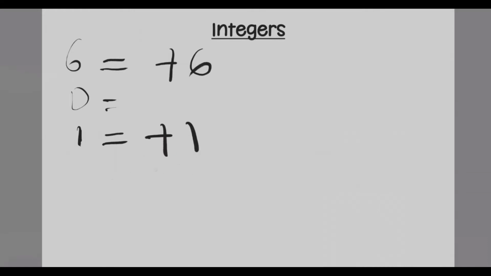Even though we write 6 like this, in reality it's actually plus 6, but we don't usually put a sign there. 0 is neither positive nor negative, it's just 0. But 1 is positive, which is plus 1, and plus 1 is greater than minus 1. So those are the things you need to remember when it comes to integers.